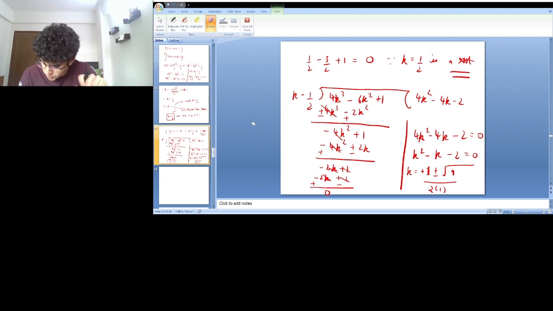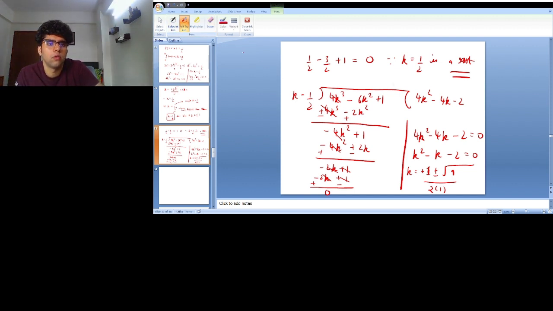So I substitute 2 here, so 4 into 2, if I substitute 2 here, so this gives me, wait, let me just, 4 into 2 is 4 into 8 is 32, 6 into 4 is 24. Yeah, so I've made an error here. This should be equal to 4ac.